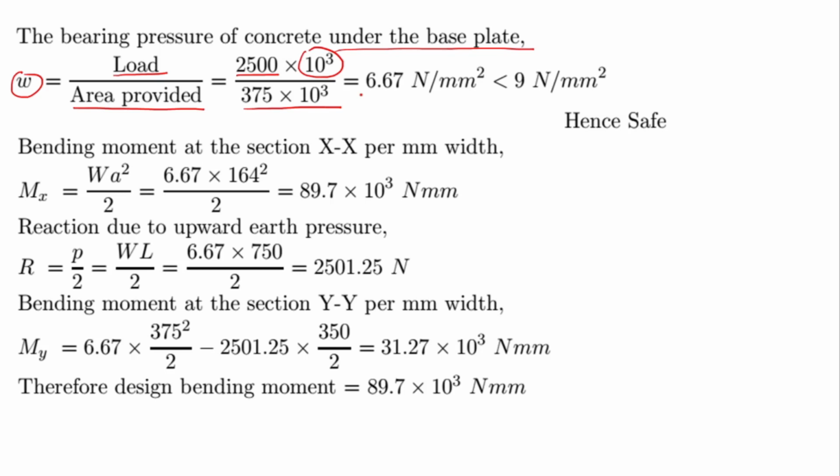So bearing pressure of concrete under the base plate is calculated as 6.67 Newton per mm square, and it is less than the permissible value of concrete, which is 9 Newton per mm square. Hence it is safe.